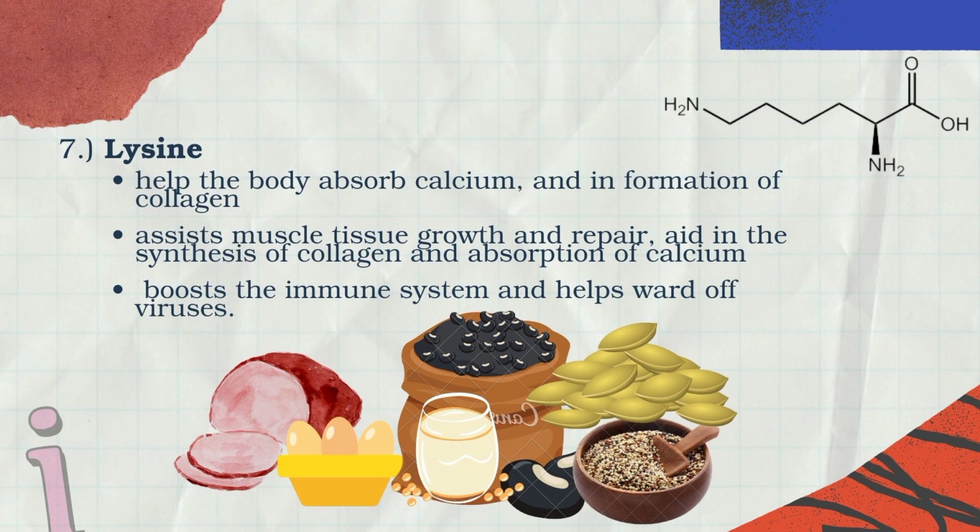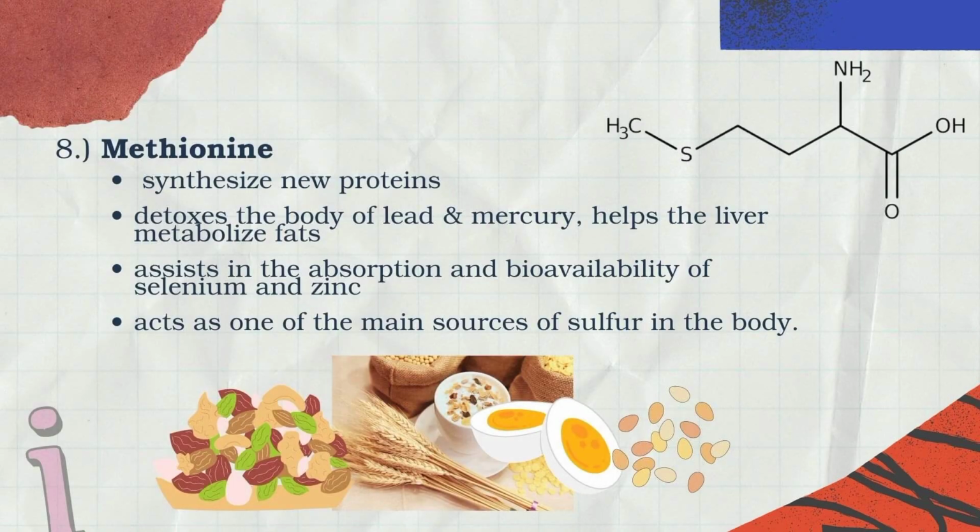Next essential amino acid is lysine. It helps the body absorb calcium and in formation of collagen. Lysine assists muscle tissue growth and repair, aids in the synthesis of collagen and the absorption of calcium, boosts the immune system, and helps ward off viruses. Lysine is in egg, meat, soy, black beans, quinoa, and pumpkin seeds.